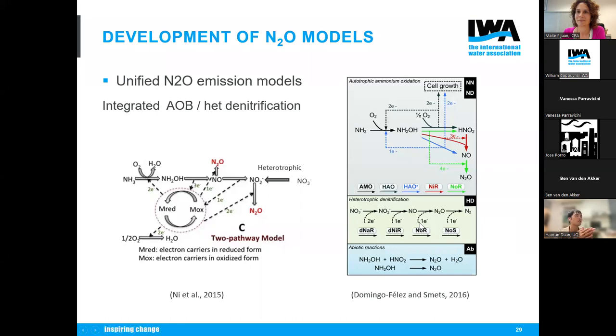And with all of these single pathway or two pathway models proposed, they can then be unified to build a consolidated model, which includes all major pathways so that it can be used to describe N2O emissions at real wastewater systems.